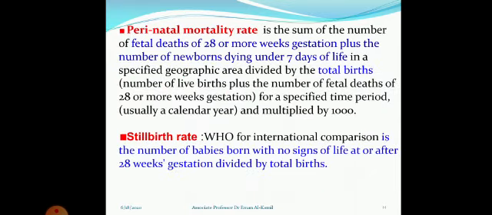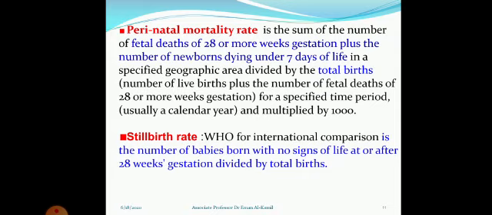birth. So the perinatal mortality rate is the sum of the number of fetal deaths after 28 weeks of gestation or more, plus the number of newborns dying under the age of 7 days of life, or during the first week of life, in a specific geographical area, divided by the total births, which include the number of live births plus the number of fetal deaths or stillbirths, for a specific period of time, usually a specific year, and it is multiplied by 1000.